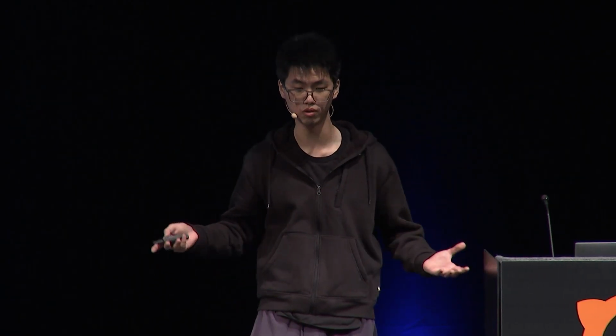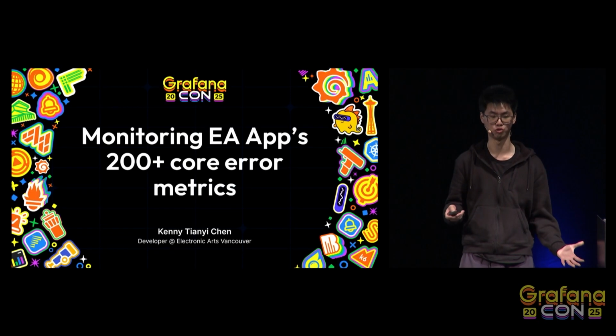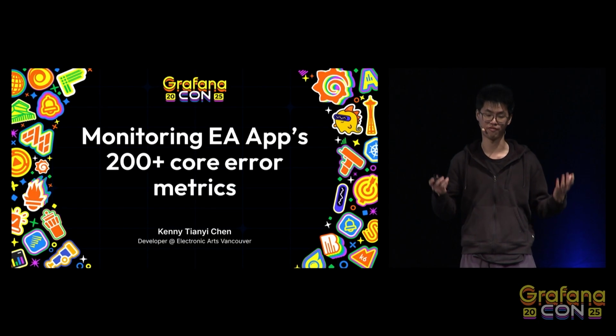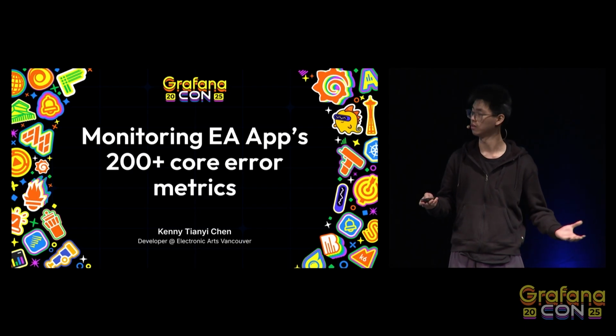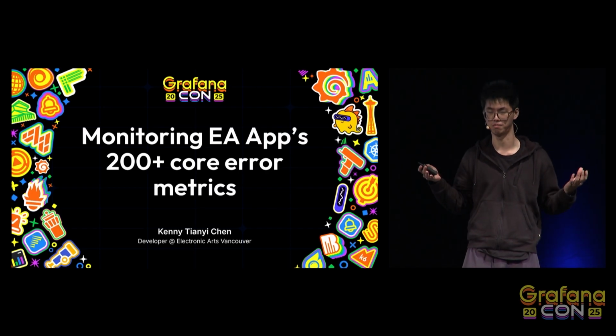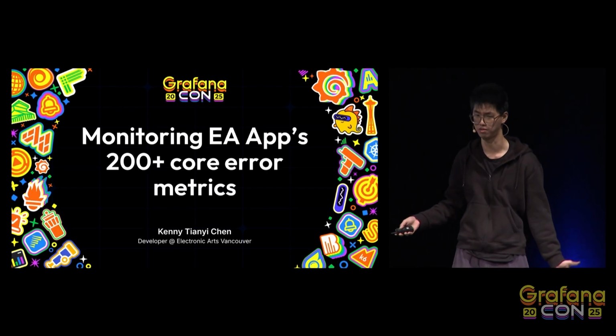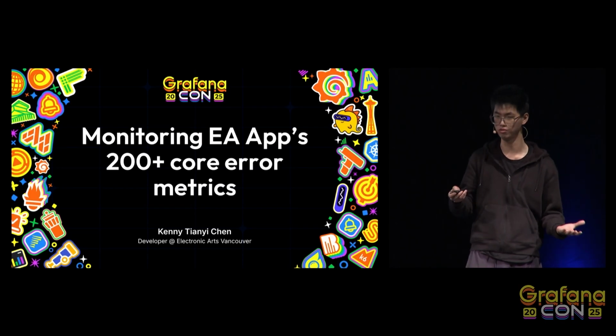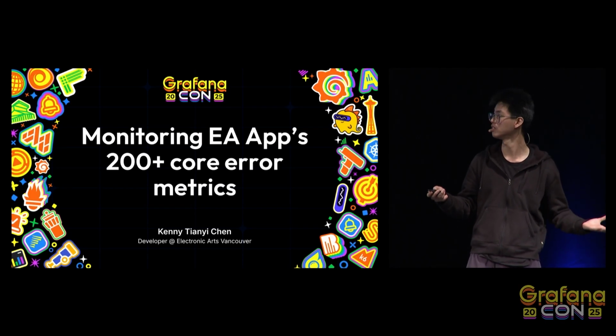I'm from EA. Our team builds and supports the EA app, which is the launcher of EA games used by hundreds of millions of people around the world. Today I'm going to present how I use Grafana to build a system that can effectively monitor the status of the app. I know we have a lot of audience rooted in backend development and SREs, and I hope this is a slightly different story for you because we have a different set of challenges.